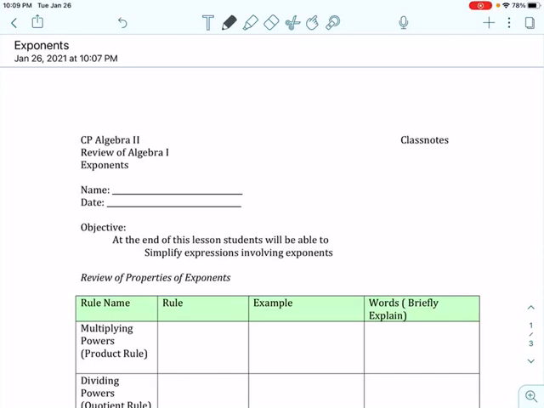Hi everyone. So today we're going to work on properties of exponents. Let's review these properties so that we have an understanding of what we're doing. We're going to go through the rules, but then I'm also going to show you in the exact example column why they work, okay? Because remember, we've been talking about why things work the way they do.